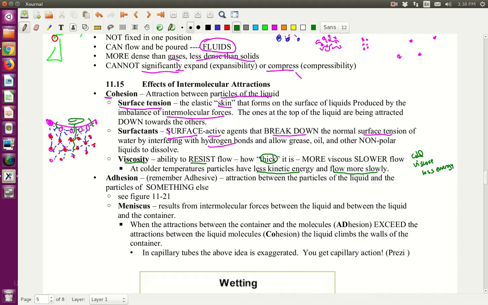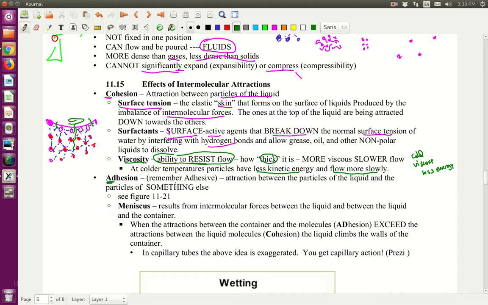Warm syrup flows quickly because it has less viscosity. Cold syrup has more viscosity. That's the ability to flow. So if it's viscous, it's thick. I somehow think of it that way. If it's viscous, it's thick and it flows slowly, and it's usually cold.